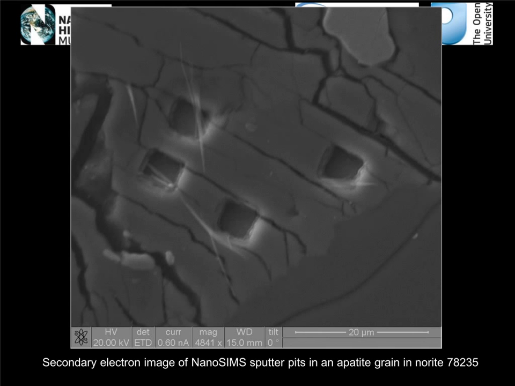In this study, we used a CAMECA NanoSIMS, a nanoscale secondary ion mass spectrometer, to measure the hydroxyl content and hydrogen isotopic composition, expressed in a delta notation, of the apatites in these samples. This secondary electron image shows examples of the sputter pits created by the NanoSIMS.